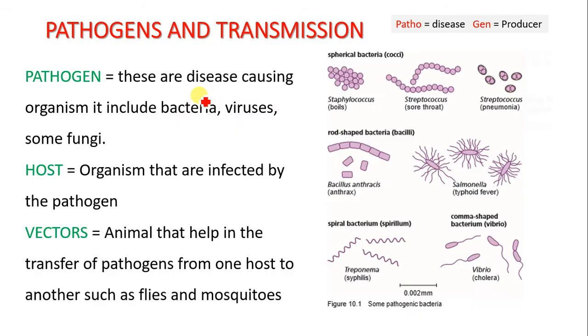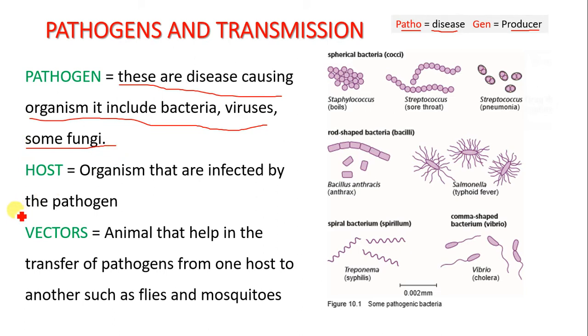So first, pathogens and transmission. Patho simply means disease, while gene simply means producers. So pathogens are disease-causing organisms. They include bacteria, viruses, and some fungi.